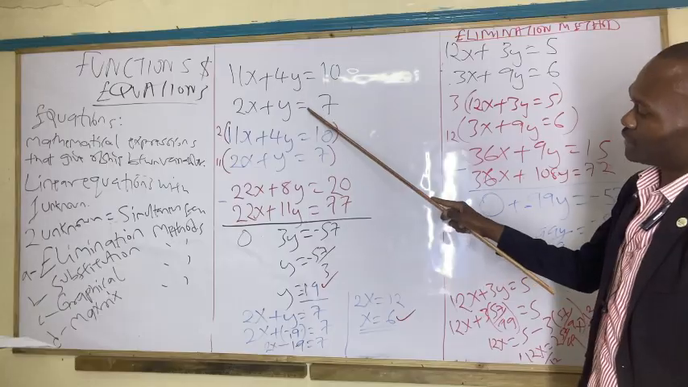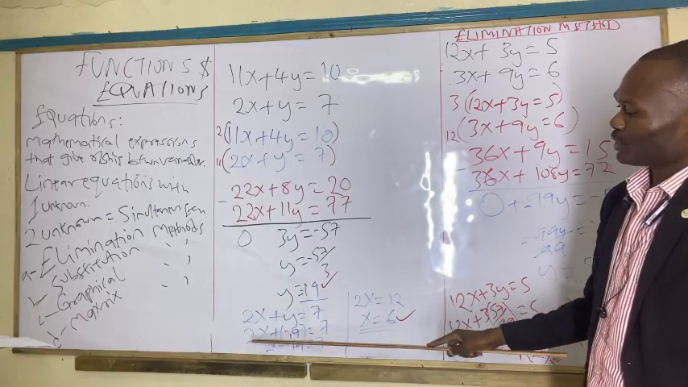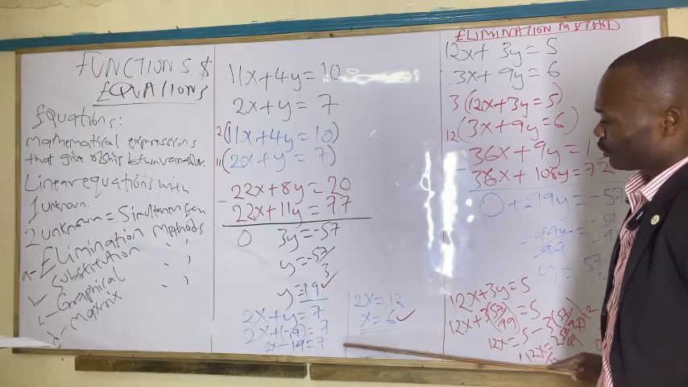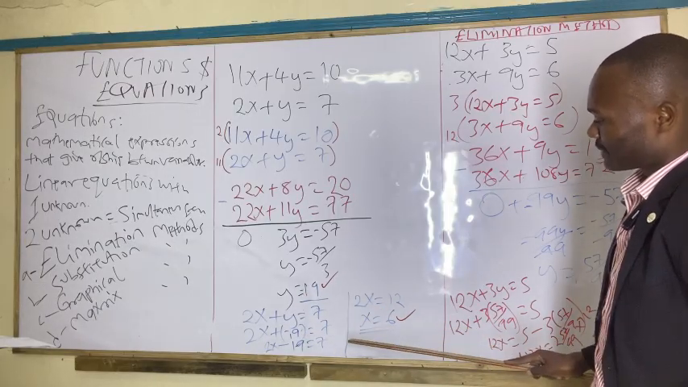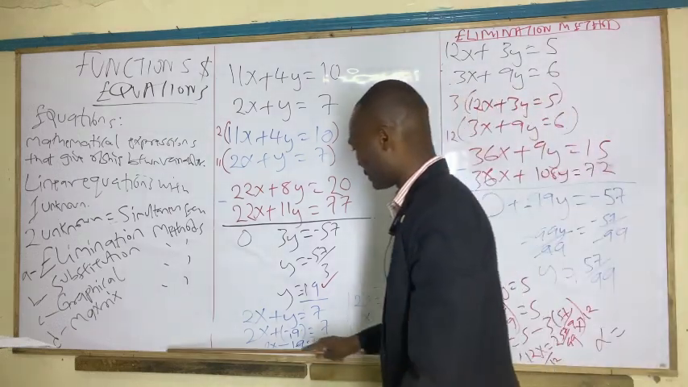Substitute this 19 in this equation here. 2x plus 7 is equals to 7. Therefore, it's 2x plus negative 9, because y was a negative 9, is equals to 7. Once we do that, what do we get? We get a 6.